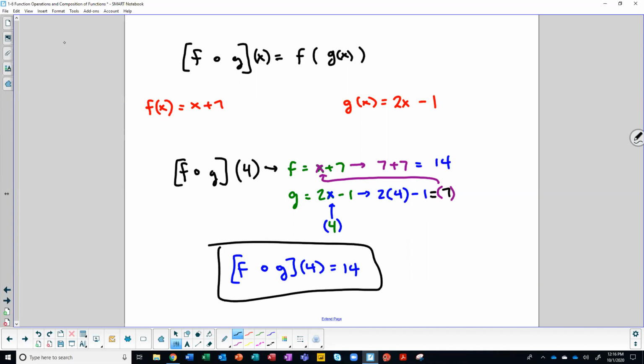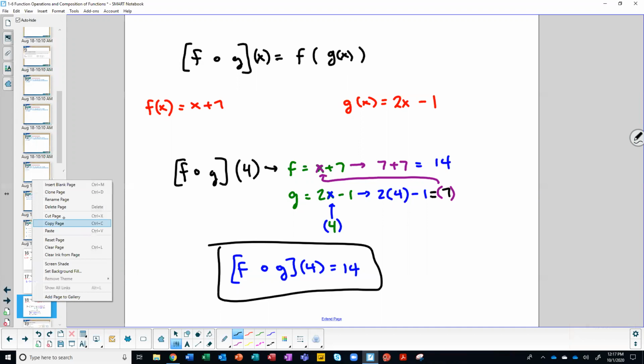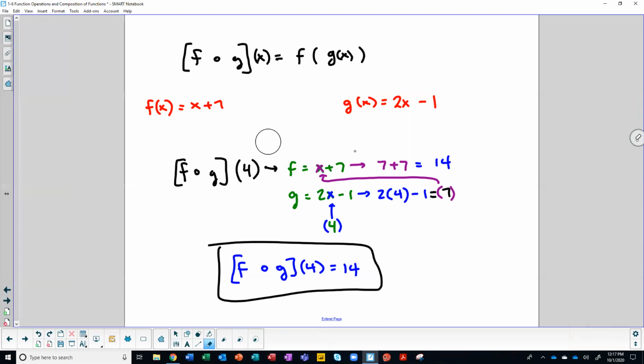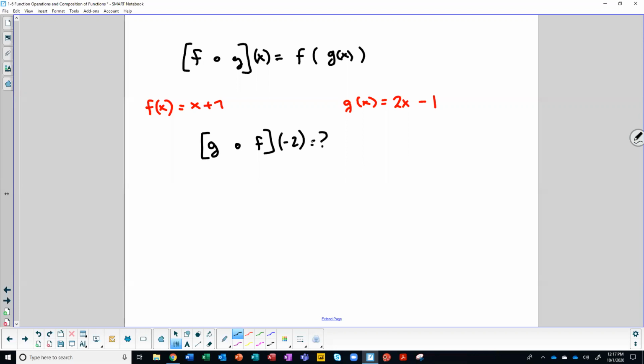So just to make sure you see it enough times, I'll do it one more time, but this time we're going to use g of f. So instead of f of g, I'll do g of f. Come on, smartboard. Okay, here we go. So I'm going to erase this. And so this time, what if you had to find g of f of negative 2? If you had to find this, how would we start?